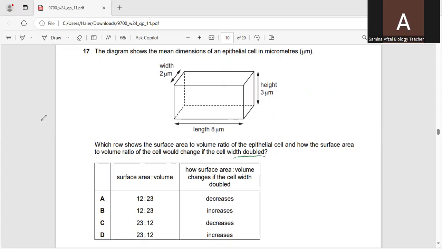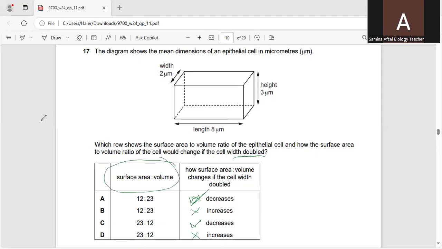If the cell width is doubled, the surface area to volume ratio will decrease. As the size increases, the ratio will decrease. So B and D are not correct options. A or C can be the correct option. So to find the correct option, we have to calculate the surface area to volume ratio.